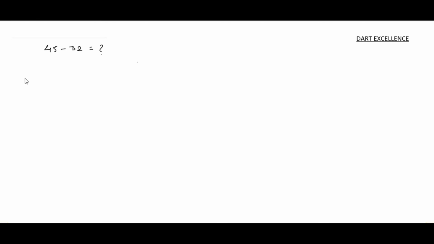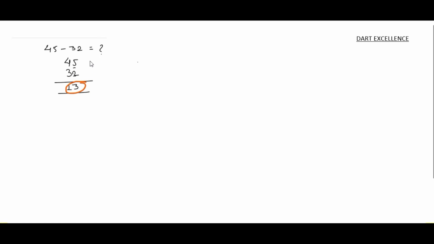सबसे पहले हम देखते हैं कन्वेंशनल मेथड. 45 and 32. 5 minus 2 will give us 3 and 4 minus 3 will be 1. So the answer will be 13.